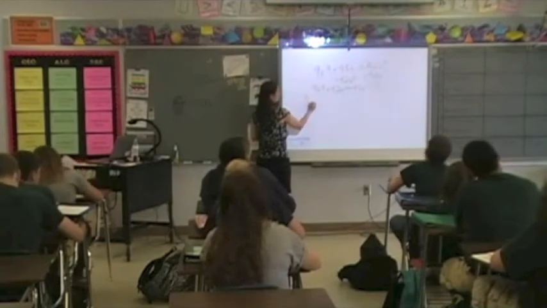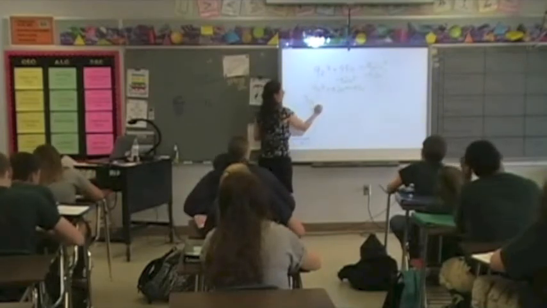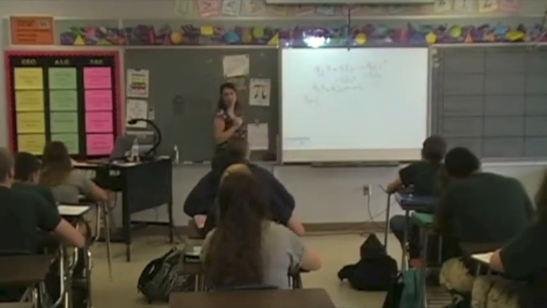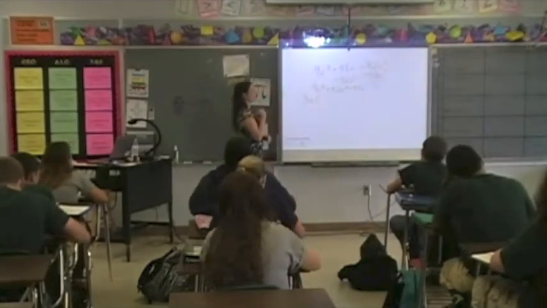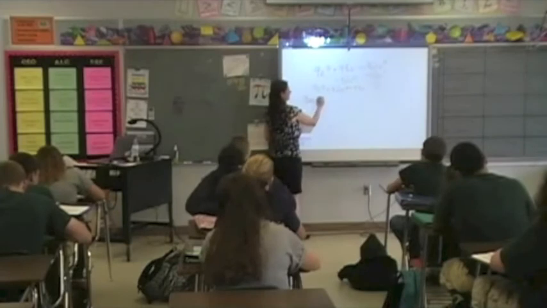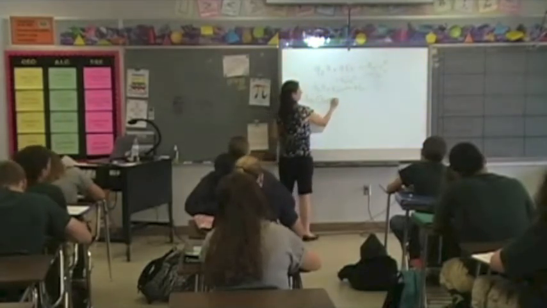It is 3z. What am I going to have left inside, Kyle, once I factor my GCF out? 3z to the second, plus 14z, plus 16.